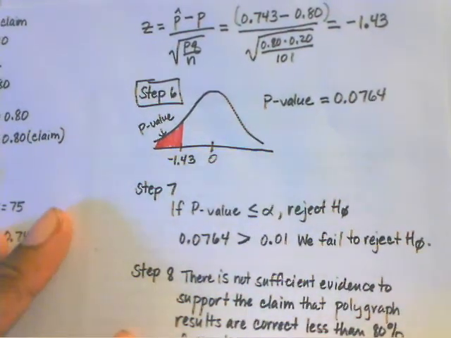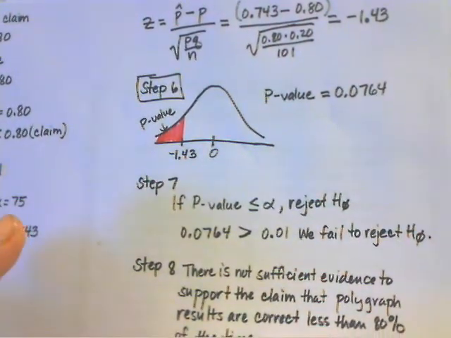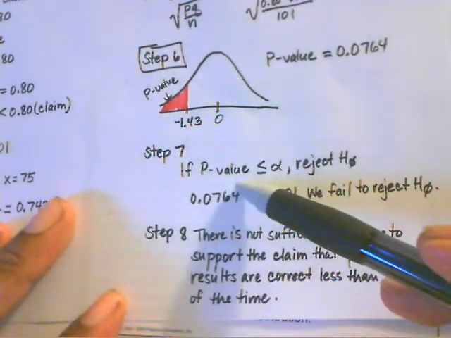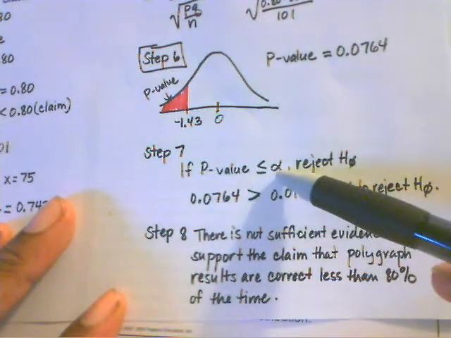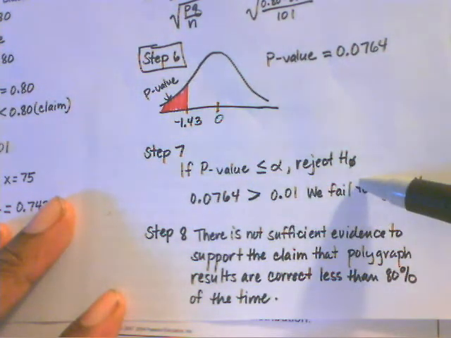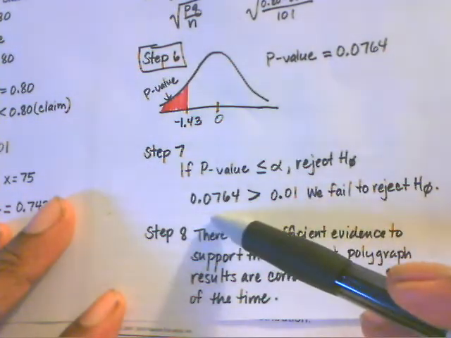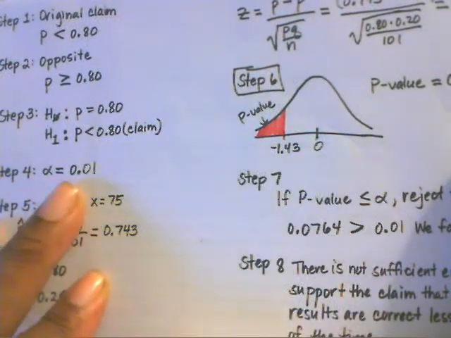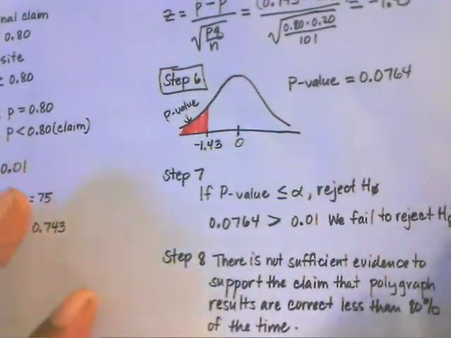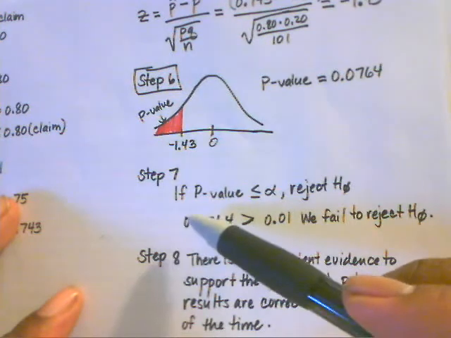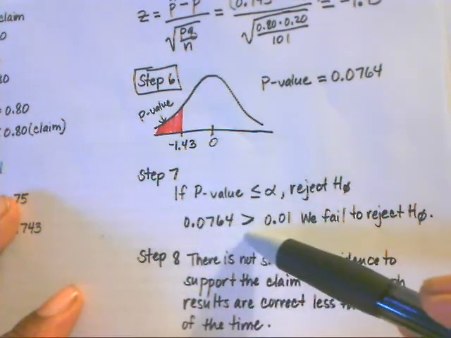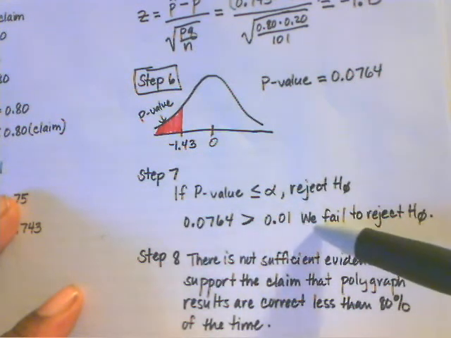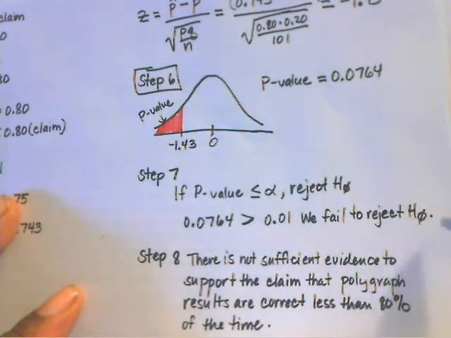Step number 7 is our decision rule, deciding whether to reject the null or fail to reject the null hypothesis. And here's the decision rule. If your p-value is less than or equal to alpha, reject the null hypothesis. Here's the p-value, which is 0.0764. Our alpha level was from step number 4. That's 0.01. As you can see, 0.0764 is greater than 0.01. It's not less than. So that means we can fail to reject the null hypothesis.